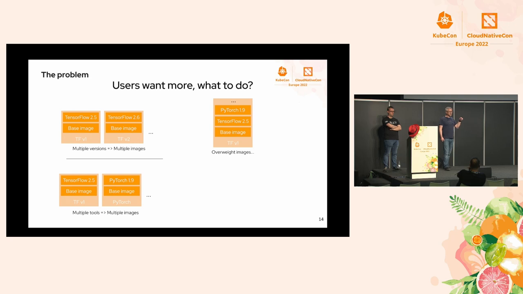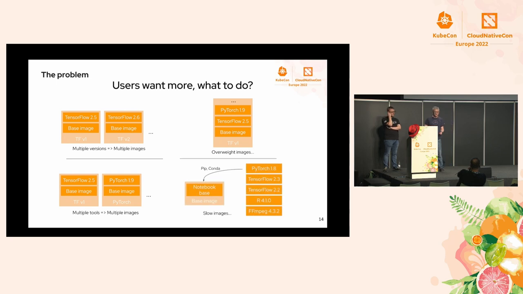Maybe we want to create a container that has it all, one container to rule them all, which can get very bloated, and you might run into issues with different versions. So you might solve the multiple tools problem, but you certainly don't solve the multiple versions problem unless you're doing some sort of hacks.